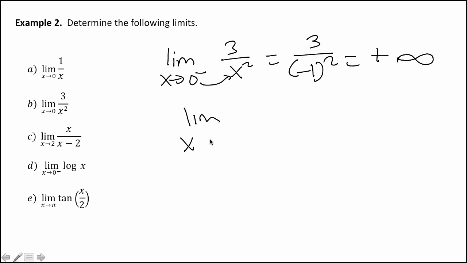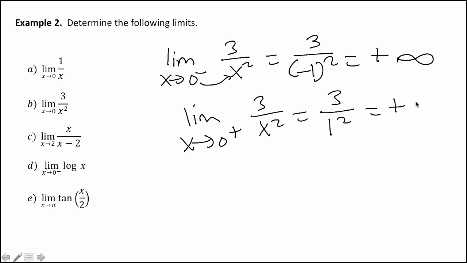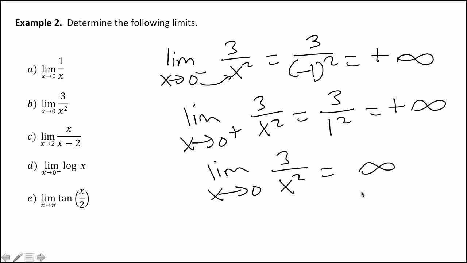So we get positive, and therefore we say that this is positive infinity. Now if we do it from the right side, we plug in a number just to the right of 0, such as 1 for instance, and we end up getting positive as well, so we get positive infinity. And that means that the overall limit is positive infinity.